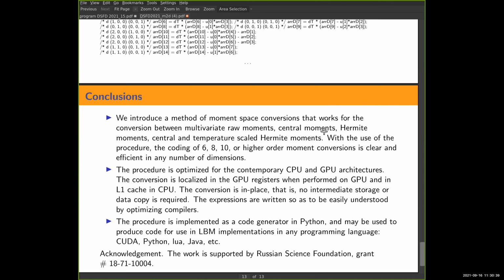It is actually optimized for contemporary CPU and GPU, because this conversion can be localized in GPU registers and in L1 cache or in CPU memory. The conversion is in place, so we do not need the data copy. And the expressions are written so that optimizing compilers can understand it as fused multiply-add operations. The procedure is implemented as a code generator in Python, so it can output the coefficients in any programming language that will be used in the later codes.